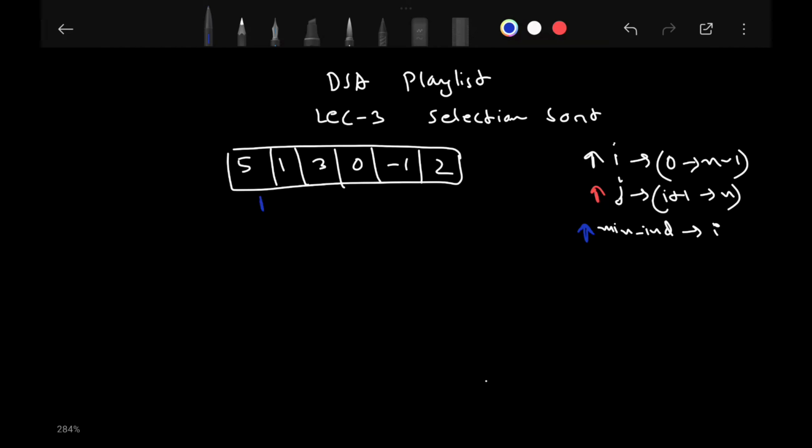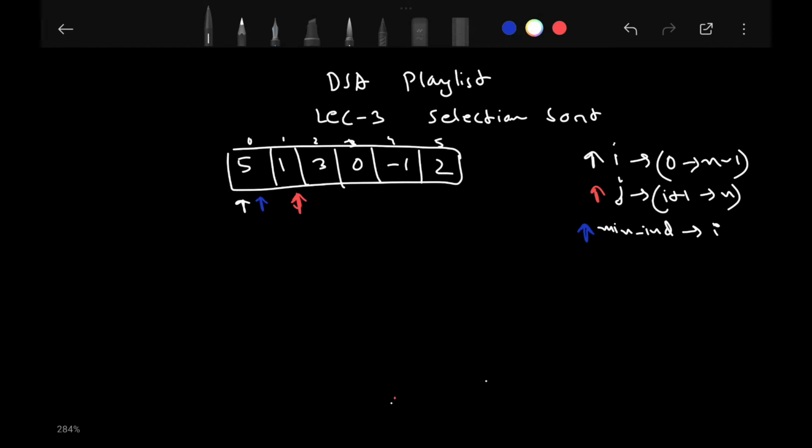So what is happening now? Min index is at i. i is pointing to the first place at the starting of the array, and j is pointing to the second index. Let me do the indexing for this: 0, 1, 2, 3, 4, and 5. Okay. So now let's begin with our logic.